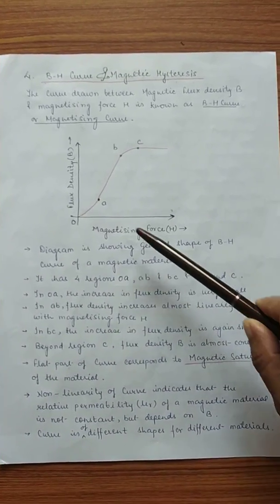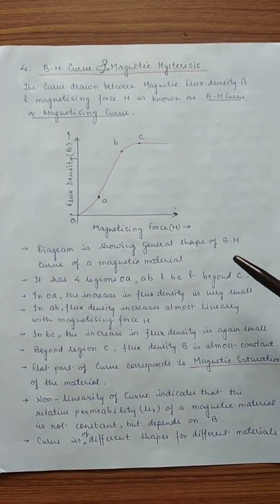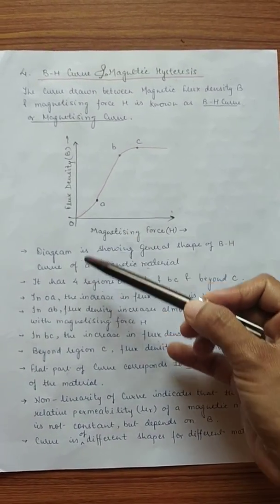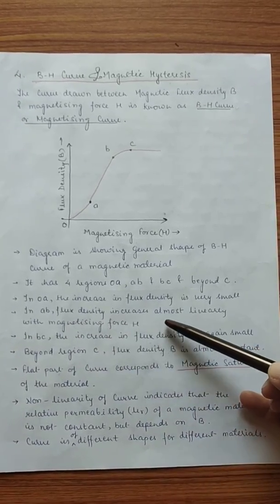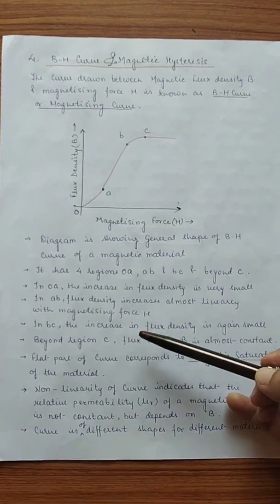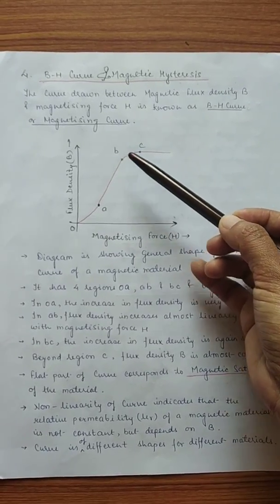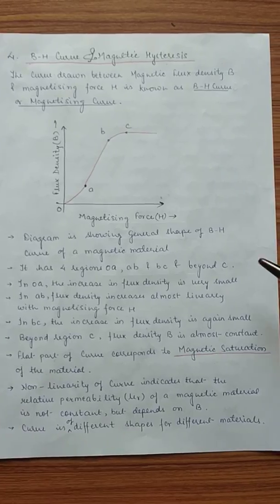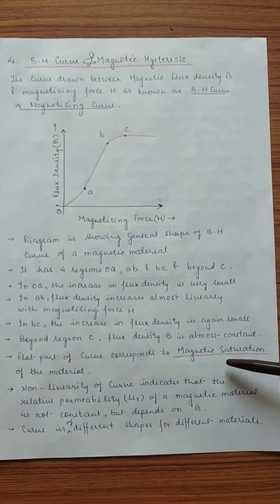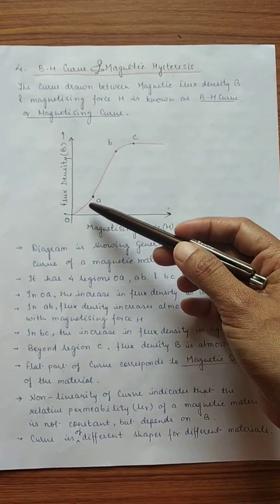It has 4 clear distinct parts: 0 to A, A to B, B to C, and further beyond C. In the OA region, the increase of flux density is very small and almost linear, and in AB the flux density increases almost linearly, more linearly towards point B, and in BC again the increment is very small, and after C saturation comes and the curve turns flat or constant. So the flat part of the curve corresponds to the magnetic saturation of the material, and as you can see, the curve is not completely linear.